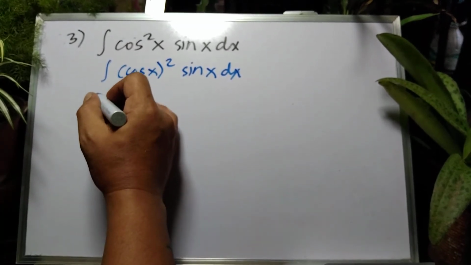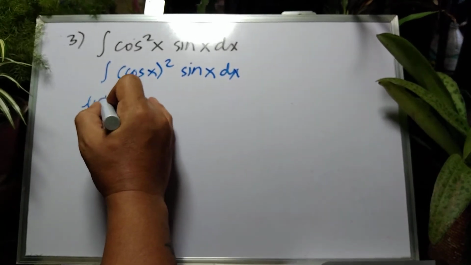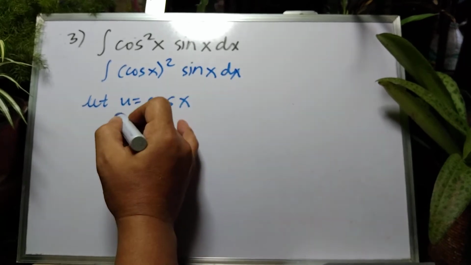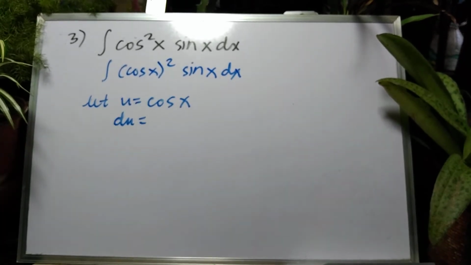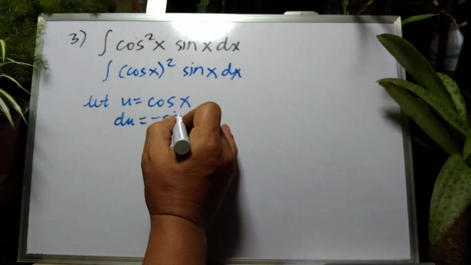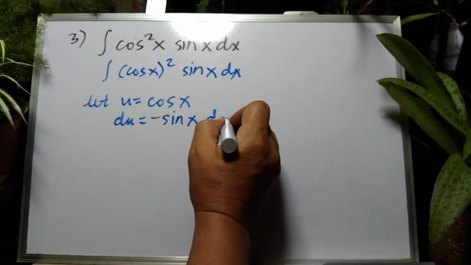So, from here, we let u be equal to cosine x. So, what is our du? What's the derivative of cosine? Gi-review sa derivative of a function. That is negative sine x dx.